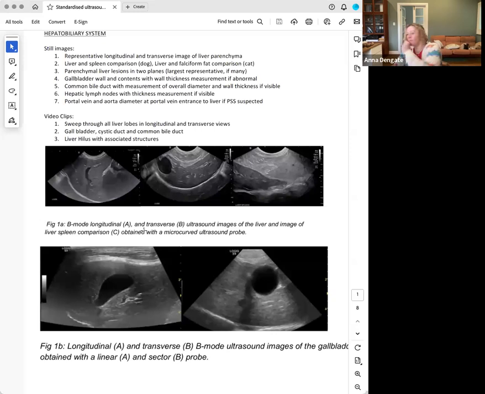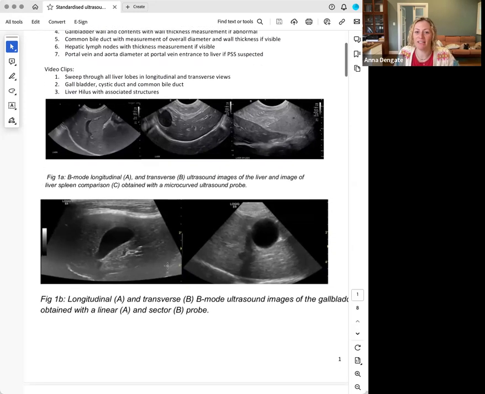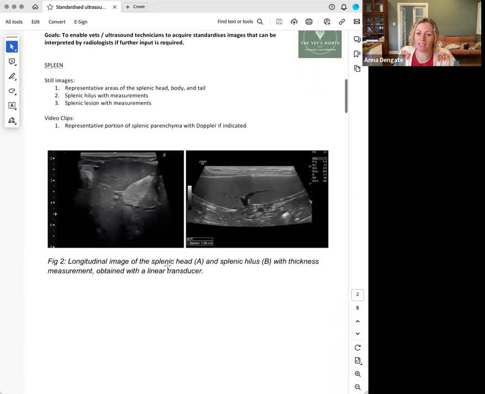Sorry. All right, so we've covered the liver. Next thing I want to talk about is spleen, because again, so subjective. The two views that are recommended to get of the spleen are that C shape, the head of the spleen, up and under the ribs, and then the whale tail insertion of the splenic vein.